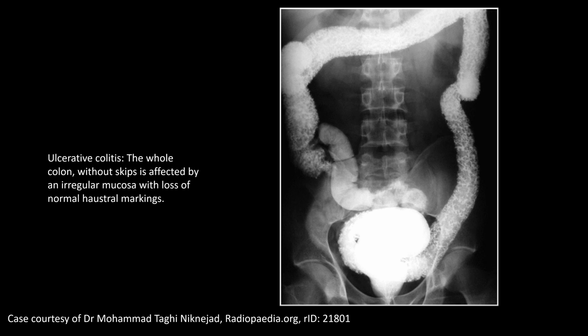Here are some important interesting cases identified by the barium enema studies. In this image, you can see there is no smooth lining and absence of haustrations of the large intestine. This shows the granular appearance also. This is because of the ulcerative colitis. So the whole colon without skip is affected by an irregular mucosa with loss of normal haustration markings.